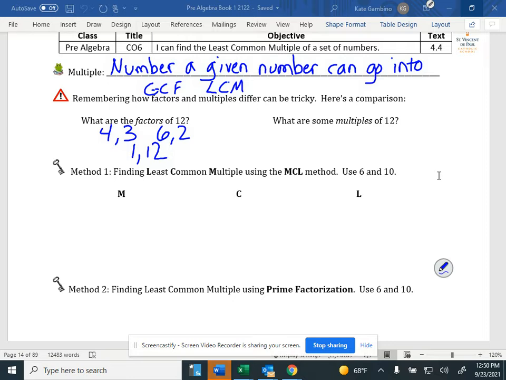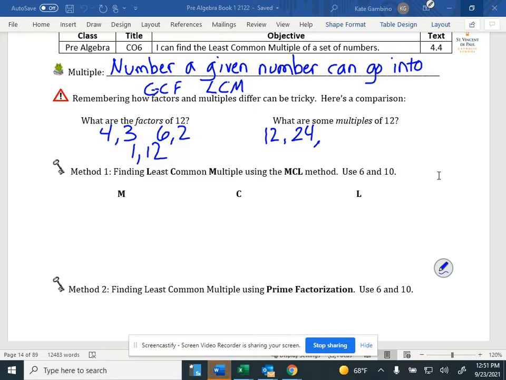So what are some multiples of 12? 24. What's another multiple of 12? 8. Is 8 a multiple of 12? Can I multiply 12 by something and get 8? What would be a multiple of 12? Multiply it by 1 for me. 12. Your first multiple is always the number itself, because you can multiply any number by 1.